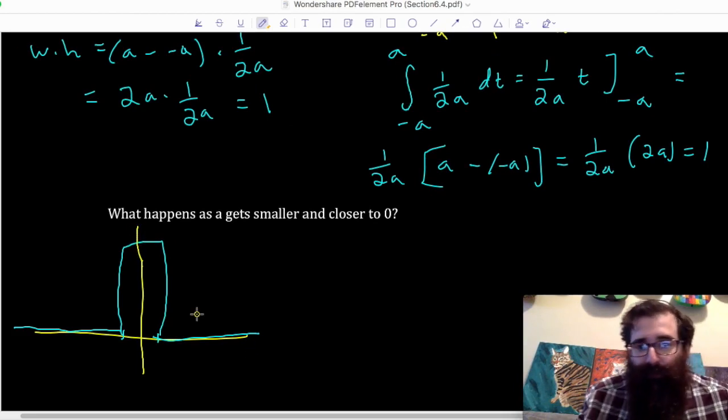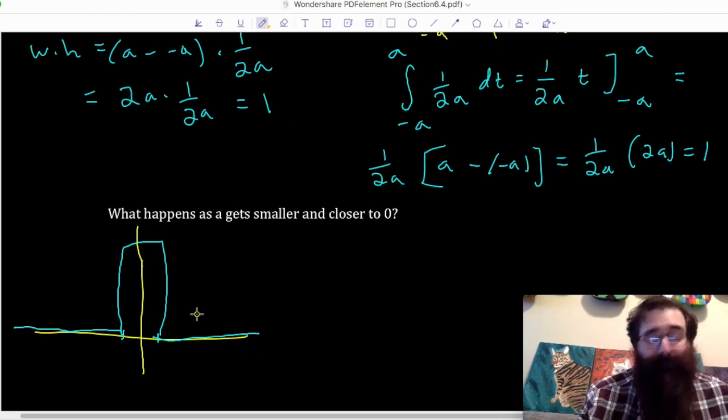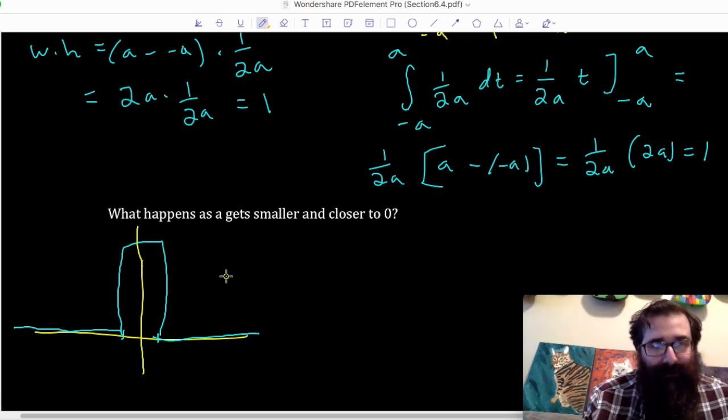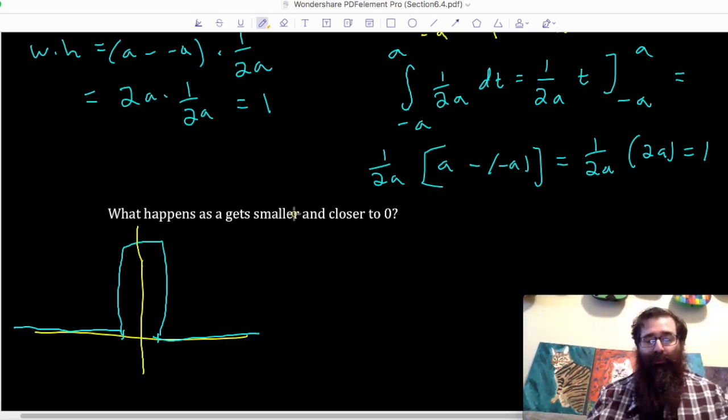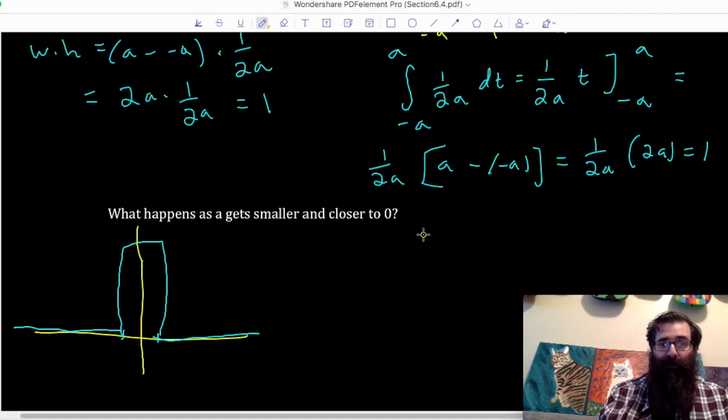That's a perfect line too. We see we get a little bit more out of the height in this case. But we can think about it in terms of a limit as well. So I guess maybe the question is, what happens to 1 over 2a as a gets smaller and closer to 0? We'd say 1 over 2a, if I want the limit of this as a goes to 0, what would this give me? Well, it's going to go to infinity, right?